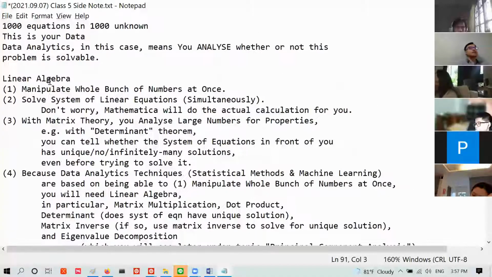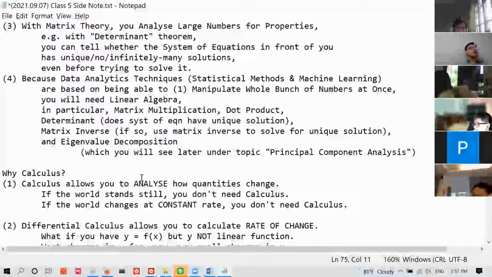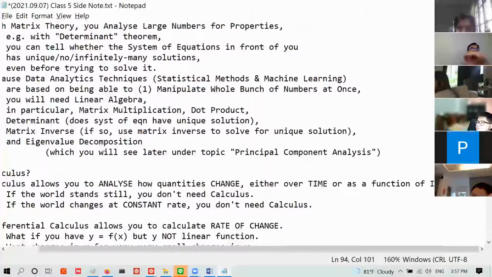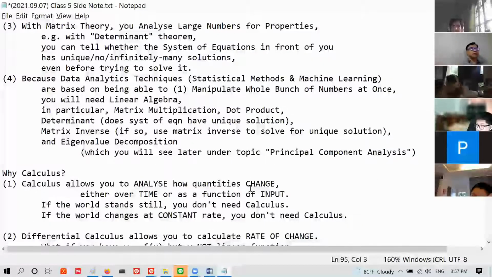So that's why you need linear algebra. Why do you need calculus? You need calculus regarding how quantities change, over time, or as a function of input. If the world stands still, you don't need calculus.